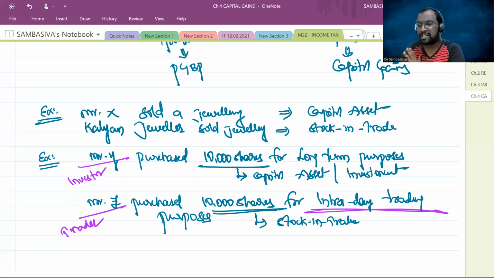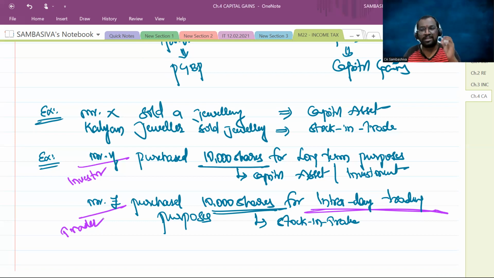Some 10 lakh shares he purchased at 100 rupees. Within 1 hour, it increased to 105 rupees. So on each share, he is getting a profit of 5 rupees. Like that on 10 lakh shares. So 10 lakh shares into 5 rupees. Within 1 hour, he got a profit of 50 lakhs. That's it. Are you following, sir? So for him, the shares are stock in trade.